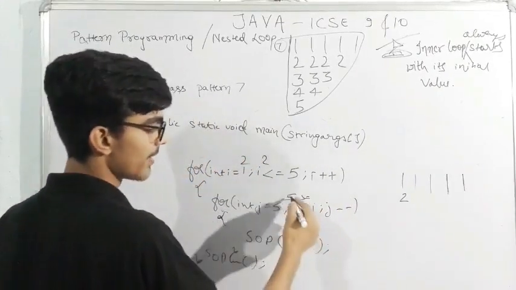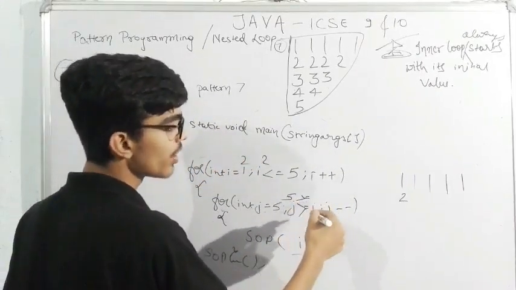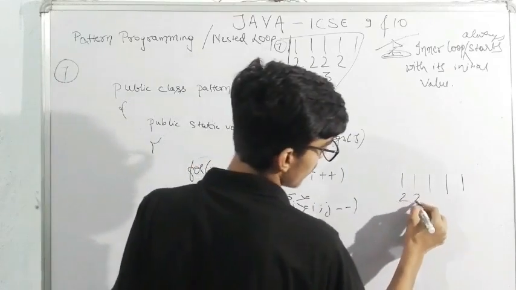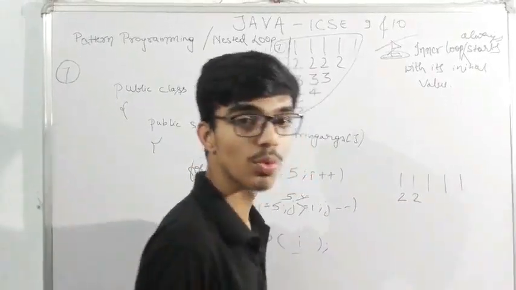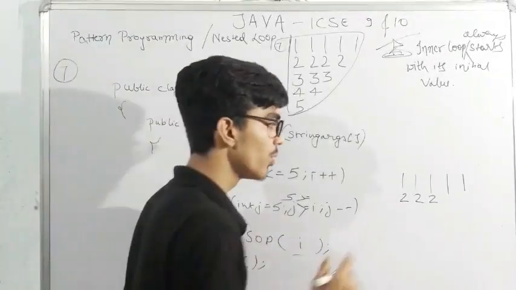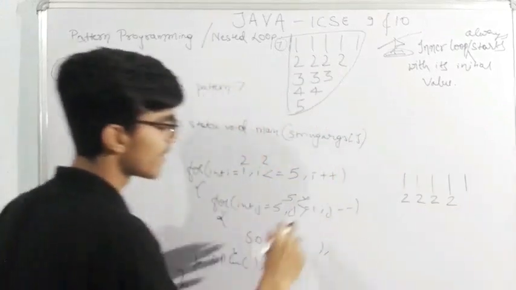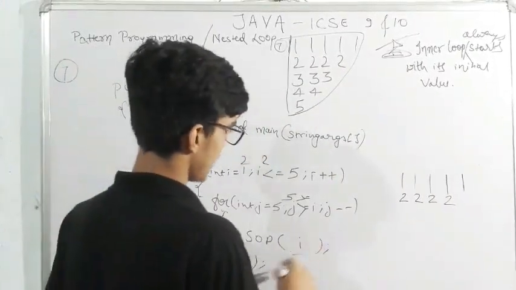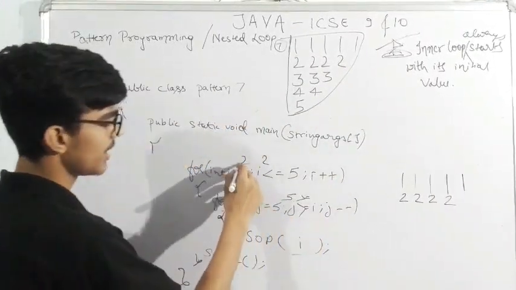Now j minus. So 4 is more than or equal to 2? Yes, more than 2. 3 is more than 2? Yes. 2 is more than 2? No, but 2 is equal to 2. After this the condition will become false and I will become 3.